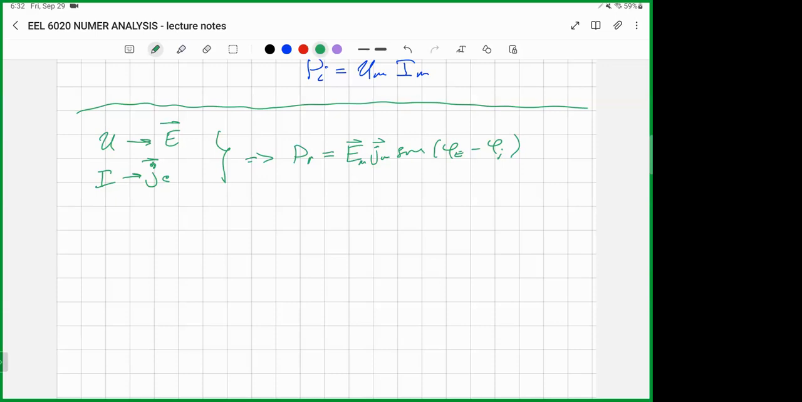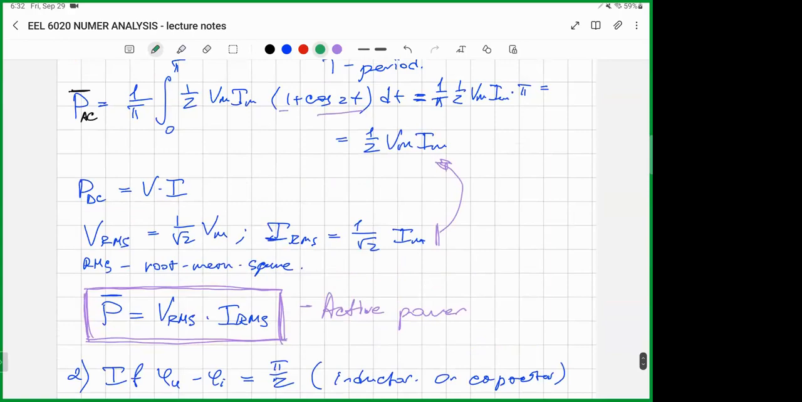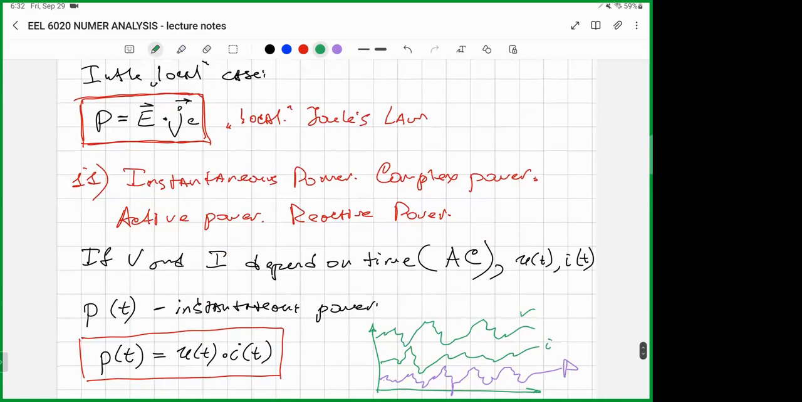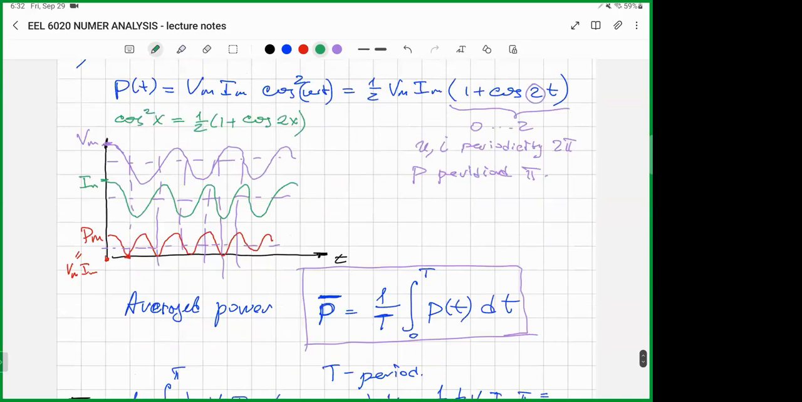So this is about complex power. Is this what I was going to discuss? Let me double check. Instantaneous power done, complex power done, active power, reactive power. Everything is done. Okay, do you have any questions regarding this part?